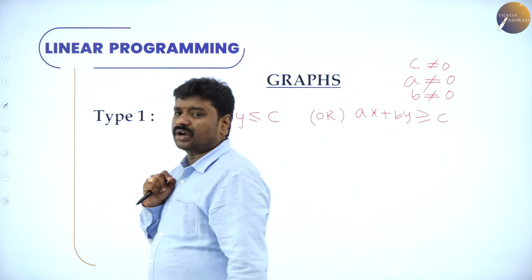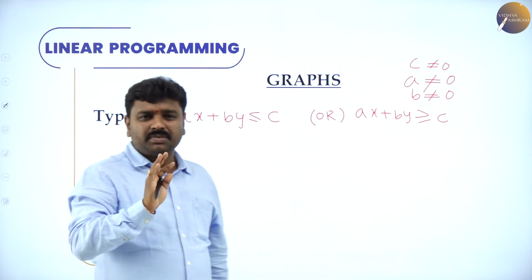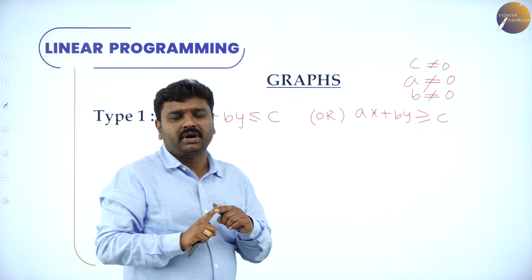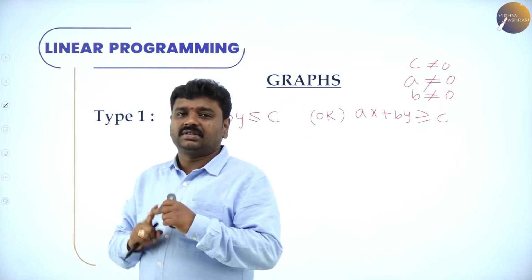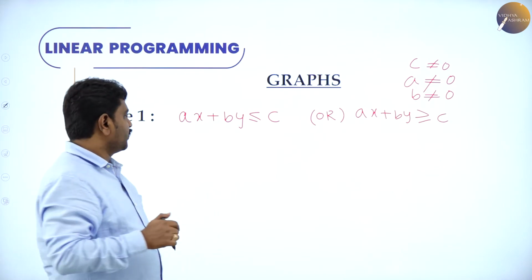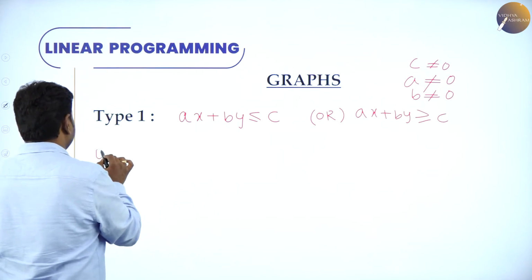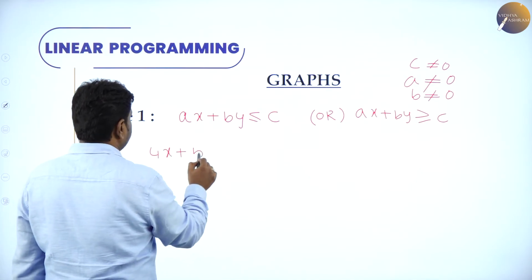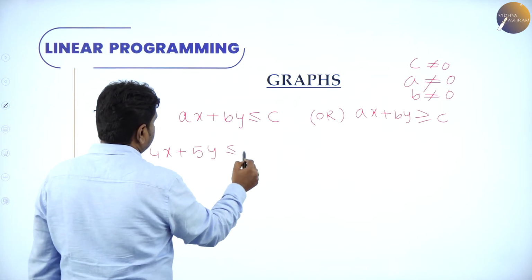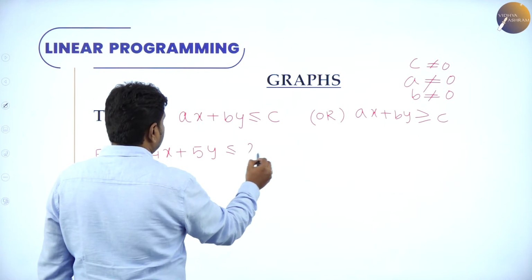See here how to draw this type of graph. Simple. First find the x-intercept, the point on the x-axis. Then find the y-intercept, the point on the y-axis. Then draw the line and shade it. For example, I'll take one example: let us take 4x plus 5y less than or equal to 200.